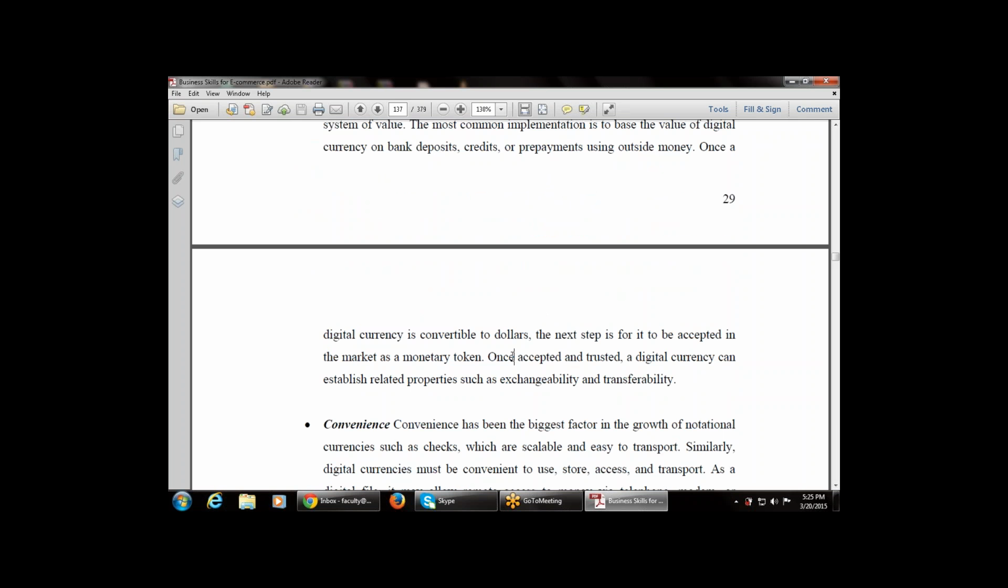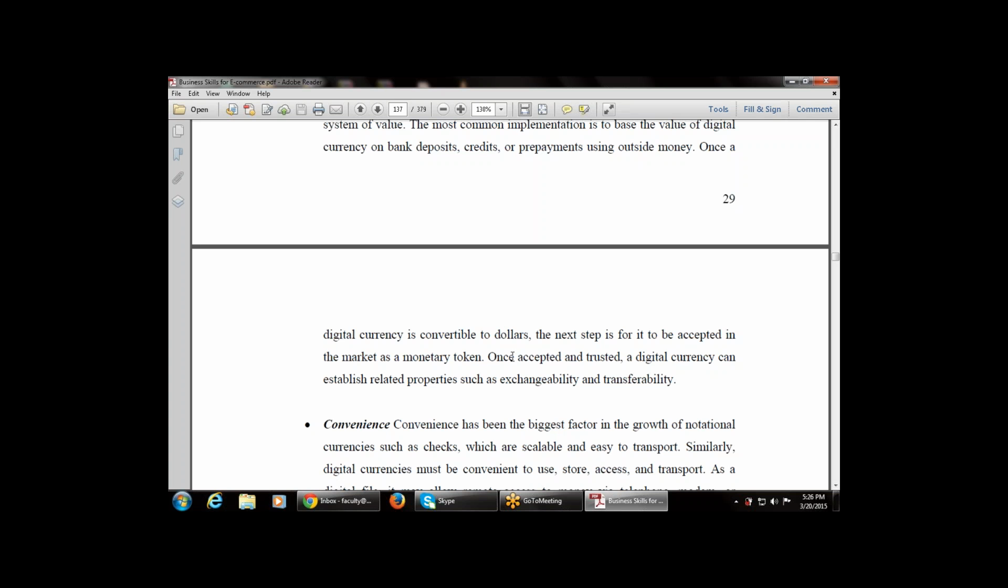So once it is accepted and trusted, and everyone trusts a digital monetary value, a digital currency can establish related properties such as exchangeability and transferability. So we can exchange the value, we can transfer the value from one party to another.